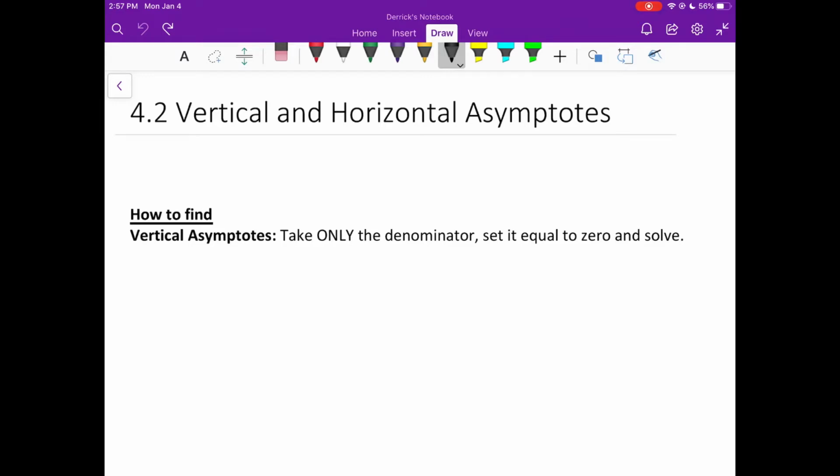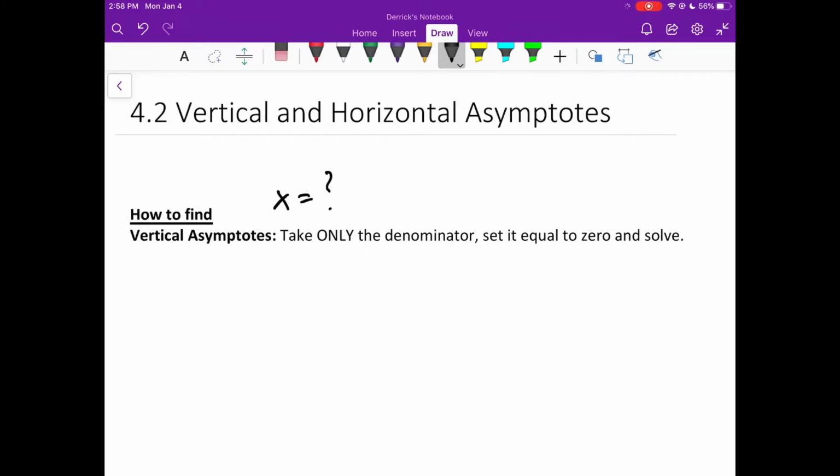To begin with, let's talk about vertical asymptotes. I think those are the easier ones overall. Vertical asymptotes are pretty straightforward. First off, if you have a vertical asymptote, it will always be x equals something. If it's y equals, that's a horizontal asymptote. So anytime you're asked for a vertical asymptote, you can already assume that it will be x equals something. Your job is just to figure out what that is.